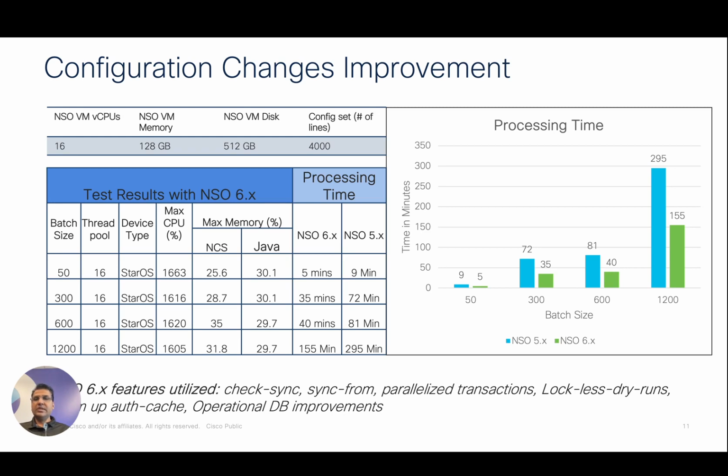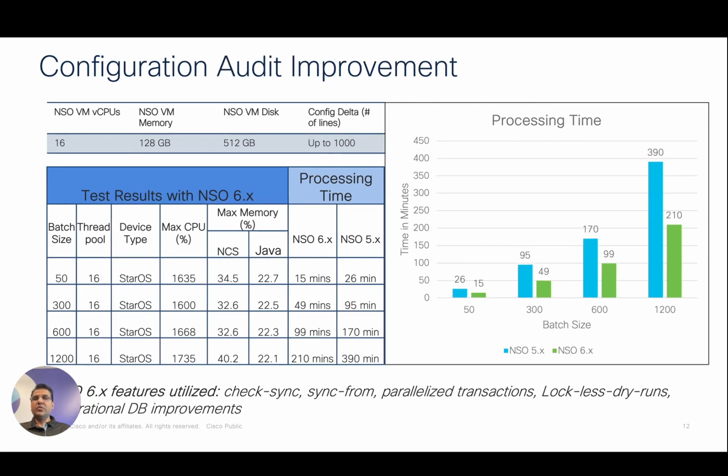In this test case, we are pushing 4000 lines of ECS configuration to StarOS devices to test the scale. Here also you can see clearly it has reduced almost half of the total processing time in NSO 6.x by utilizing NSO 6.x features. Let's move to the next, configuration audit. Similarly, we have seen a great improvement in the configuration audit use case.